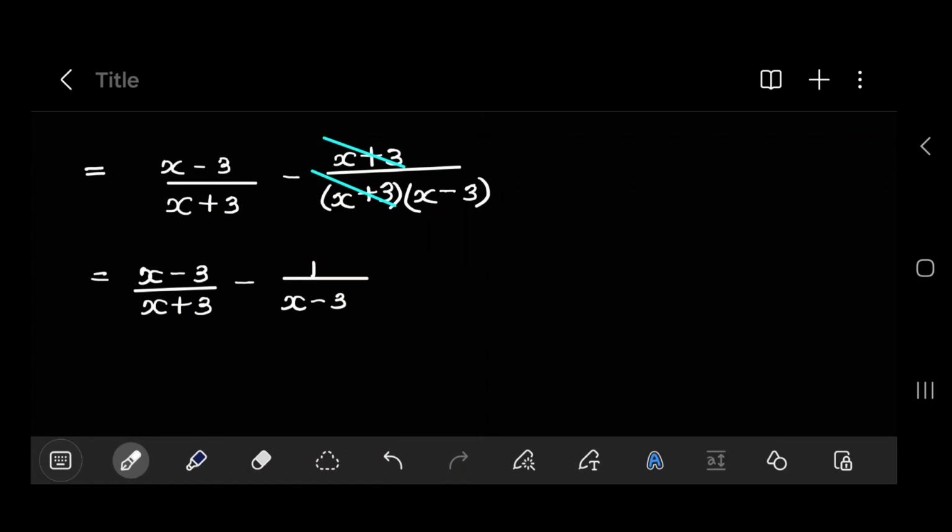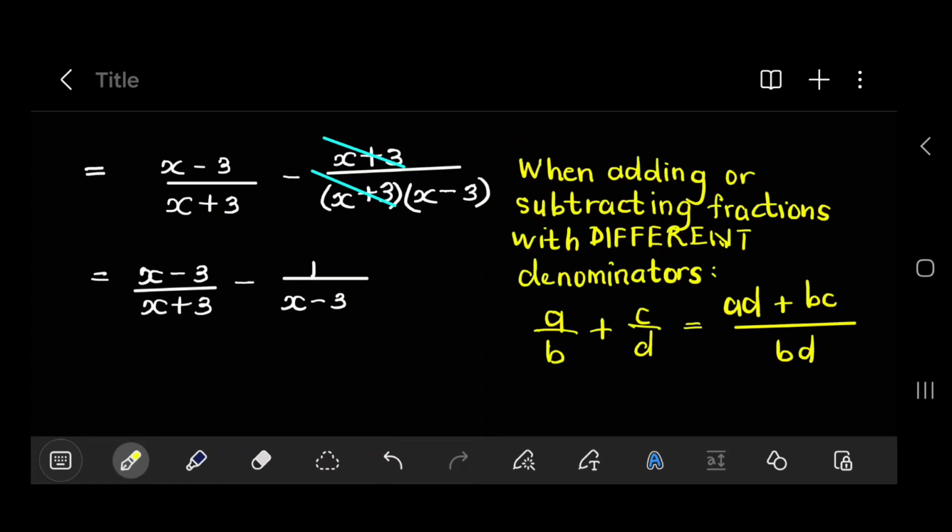Now here's the thing about adding and subtracting fractions. And this is the same rule that you've learned in primary school when you were first introduced to adding and subtracting fractions. You learned that you need to get an LCD, a lowest common denominator. But how do we get a lowest common denominator if we've got variables? It's not that easy to see what's common in both of them. Instead, this is the rule that we use.